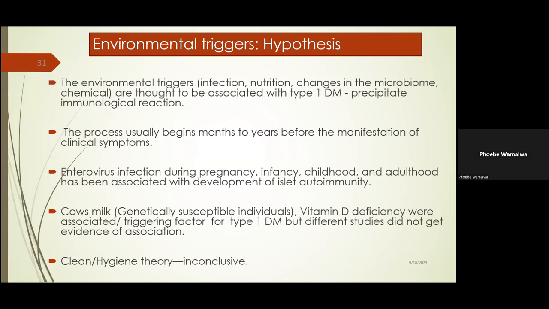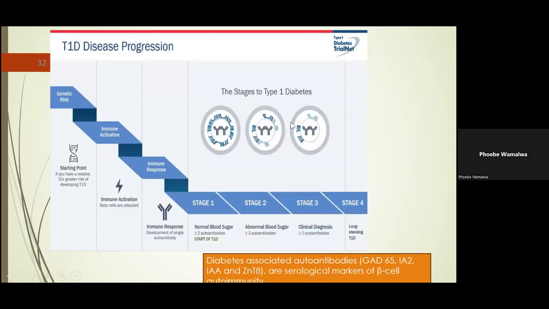And we need to get answers on that. So when you're looking at the natural history of diabetes, we've talked about a child who is genetically predisposed, has certain HLA or non-HLA haplotypes. And along the course of this child's life, we have an environmental trigger that causes immune activation.